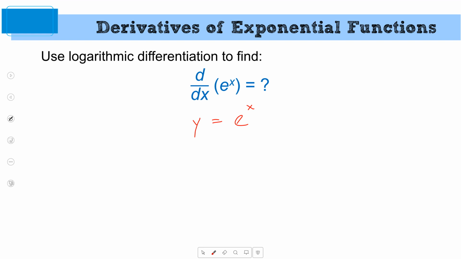No, that's how you find the inverse. Take the natural log of both sides. What's the natural log of e to the x? X. Next step.